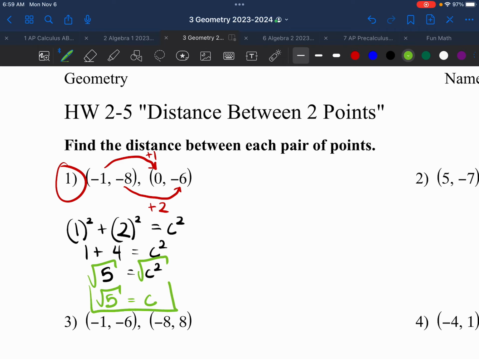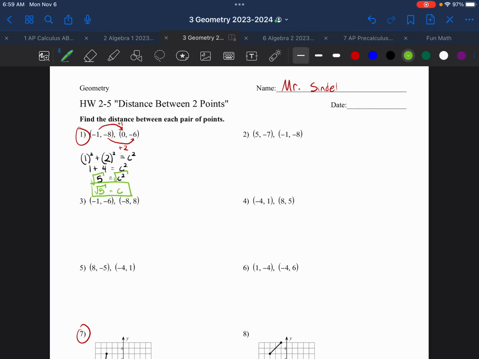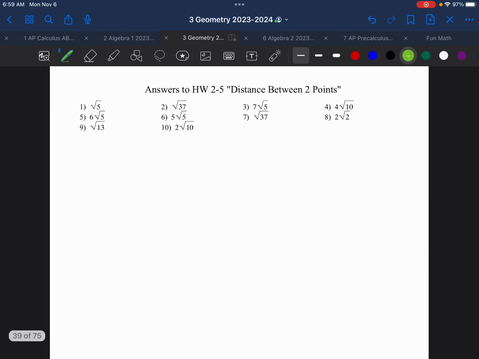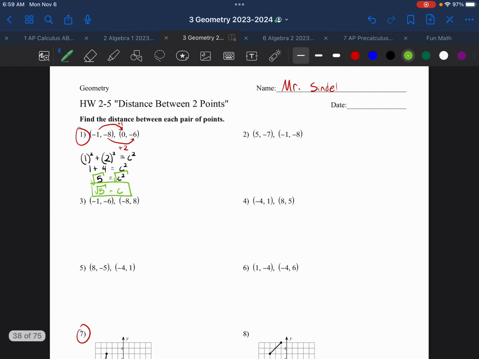All right, I think that was a speed run enough. I want to check my answers, though. I want to be a good model student here. So I'm going to go back, and I'm going to say, oh, look, the answer was indeed square root of 5. So I can come back here, and I can highlight this one in green. Good job, Mr. Sindel.